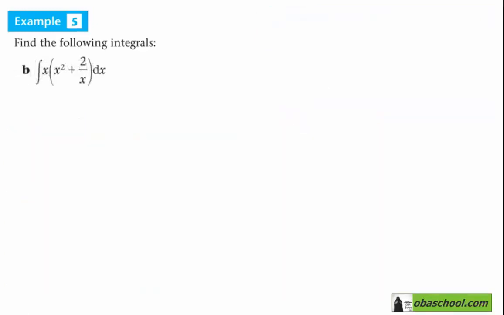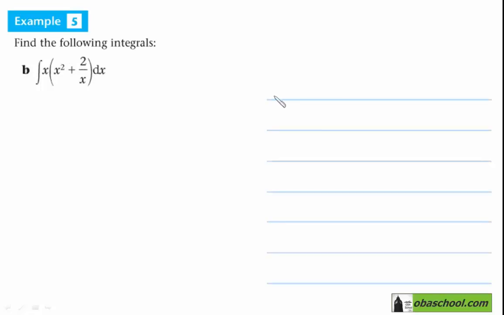Now let's go to part B. In part B, we have to find the integration of x multiplied by an expression that is x squared plus 2 over x, with respect to dx. As we observe, we have a term outside the bracket and another bracket multiplied by each other. Then we have to expand first to be able to do the integration.